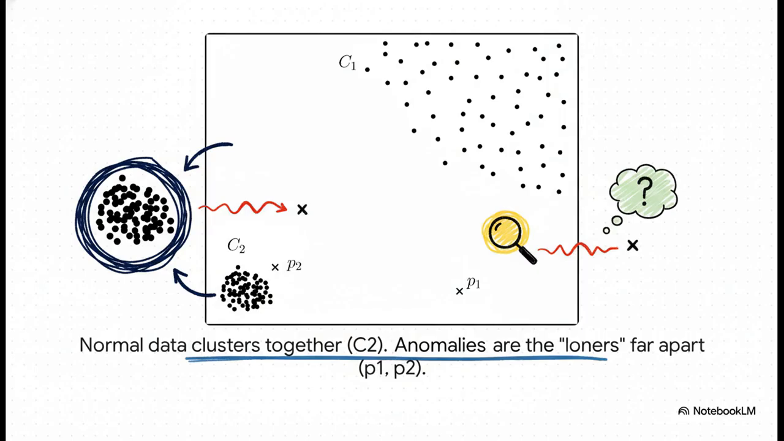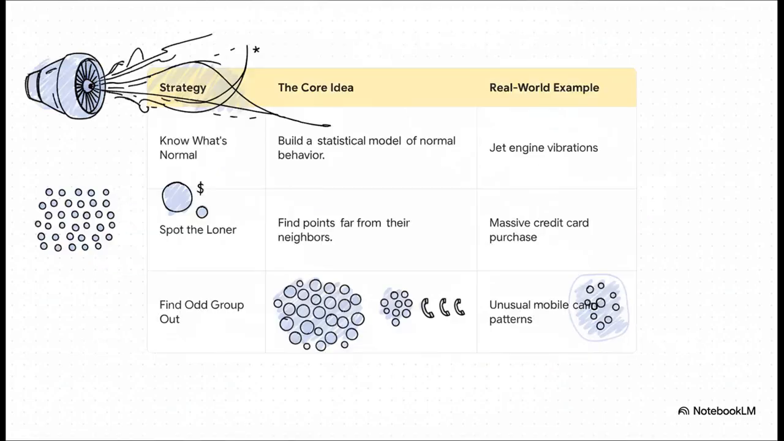You can see how most of the data points, like the ones in that cluster C2, are all bunched up together. That's our normal. But then you've got these 2 loners, P1 and P2, way out there by themselves. Finding those outliers, the ones that are far, far away from the crowd, that's the fundamental goal. So we can pretty much boil down these complex hunting strategies into 3 core ideas.